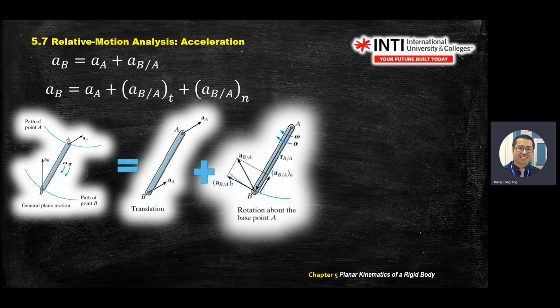So when you have a rotation at point A, you need to use the relative vector, where you look from point A to B, you get RB stroke A. From point A, your acceleration will have two magnitudes. One is tangent, one is normal. Then you combine these two, you will get the resultant. From here also, you can find the angle.